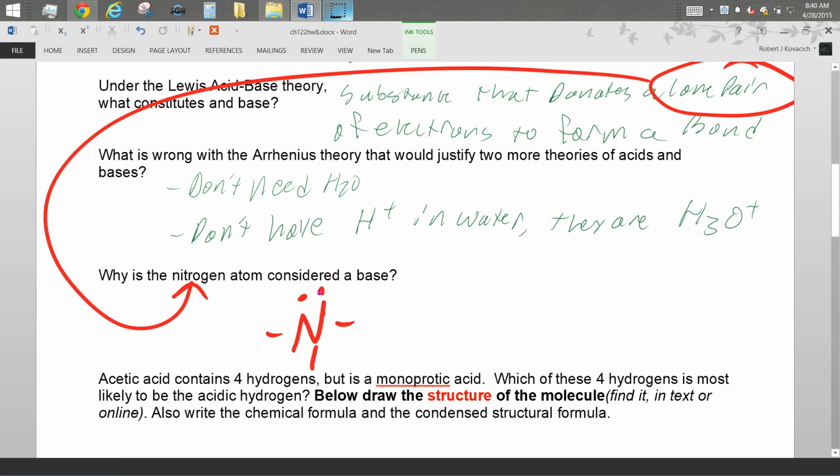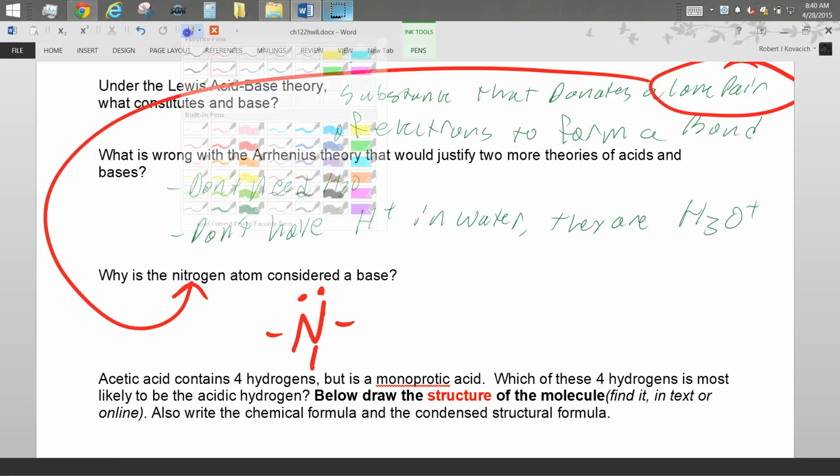Nitrogen has that lone pair of electrons. It'll make 3 bonds and have a lone pair. So because it has that lone pair, it is a Lewis base. It acts as a Lewis base. And why is this important to us?